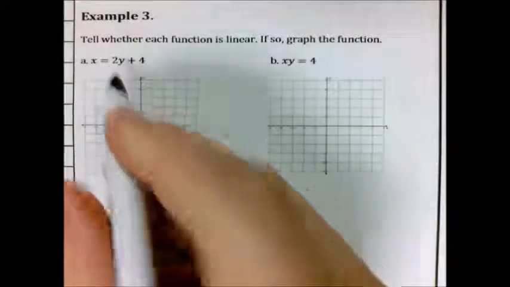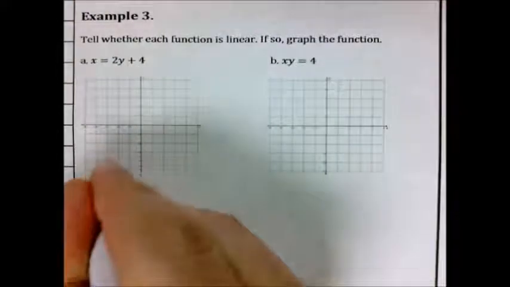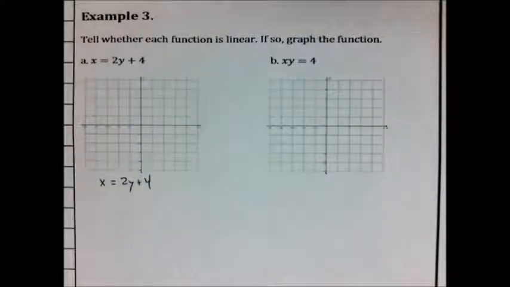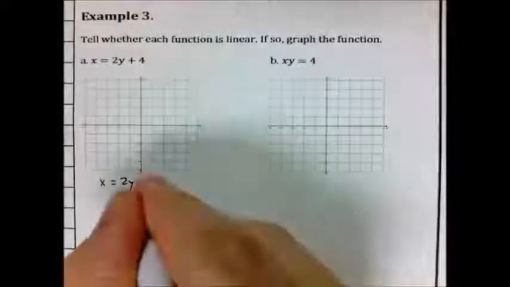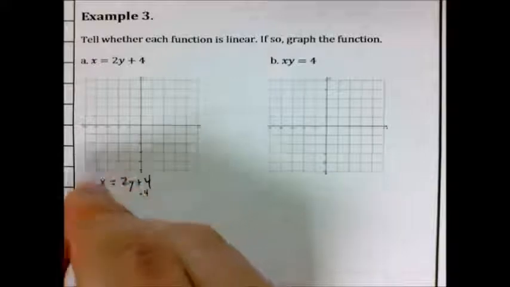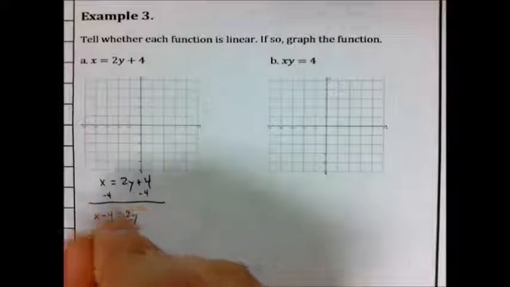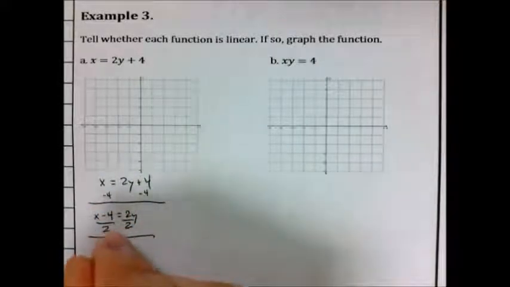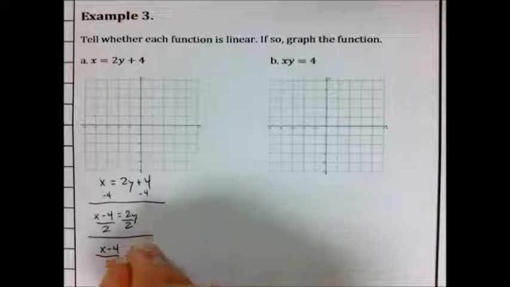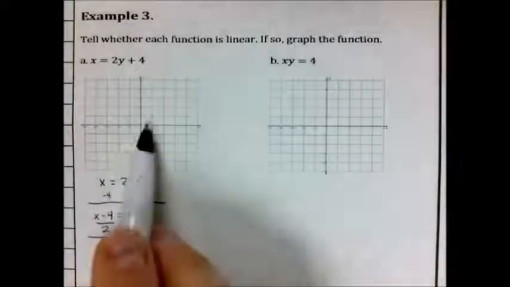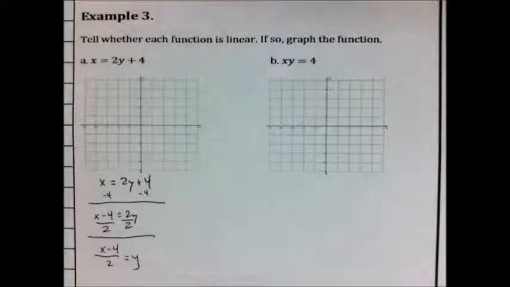Let's go ahead and graph this real quick. Anytime you're trying to graph something that isn't in the most perfect form, a good idea is to solve for y first. We subtract 4 from both sides and get x minus 4 equals 2y, and then divide by 2, and we get x minus 4 divided by 2 is equal to y. Now we have an equation we can work with, and we just plug numbers in for x to see what y is.